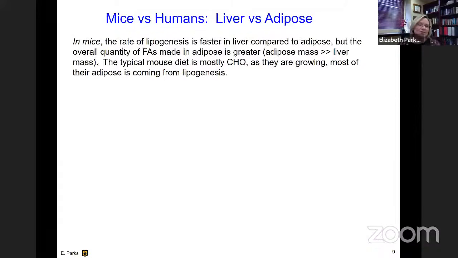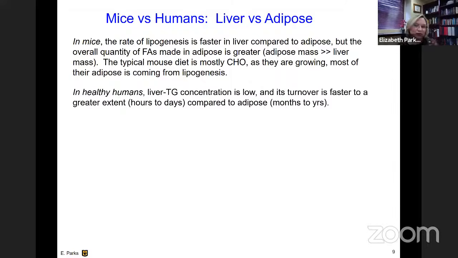When we compare mice to humans, and I get this question all the time, the rates of lipogenesis are faster in the liver compared to the adipose in a mouse, but the overall quantity of fatty acids made in adipose is greater because they have greater adipose mass, just like us. The typical mouse diet is mostly carbohydrate. And so if one calculates, you can look at your chow, figure out how much fat is in chow, and calculate body fat accrual on a growing mouse. And you will find that the amount of fat they're eating every day is not enough to support their body fat accrual as they grow, because most of that body fat is coming from carbohydrate.